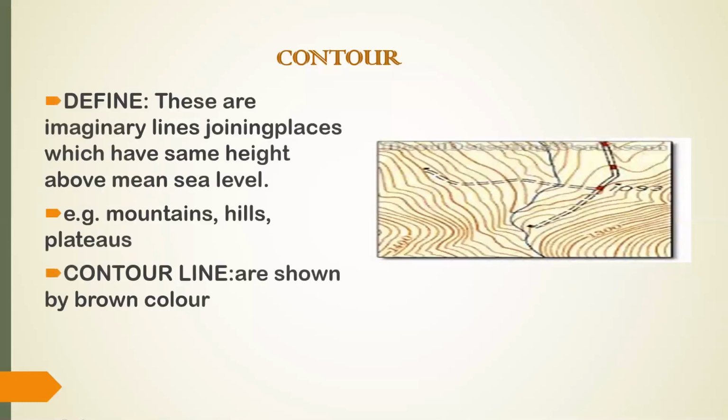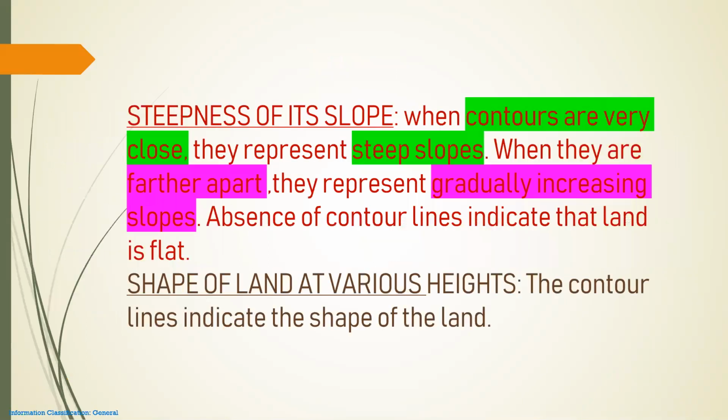First of all, what are contours? Define contours. These are the imaginary lines joining places which have the same height above mean sea level. Examples: mountains, hills, plateaus, etc. Contour lines are shown in brown color on a map. So contours are imaginary lines joining places which have the same height above mean sea level, and these lines are shown in brown color.